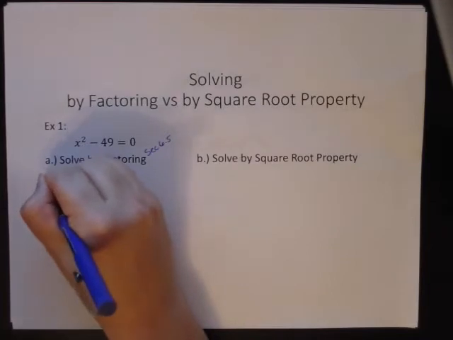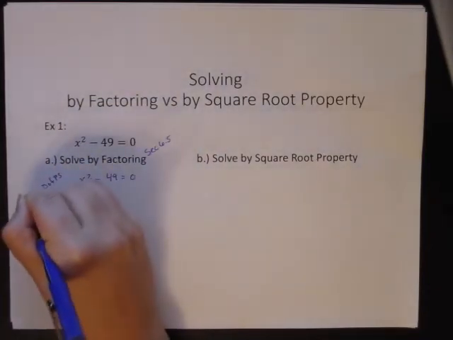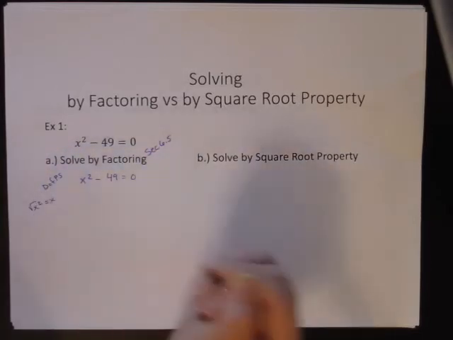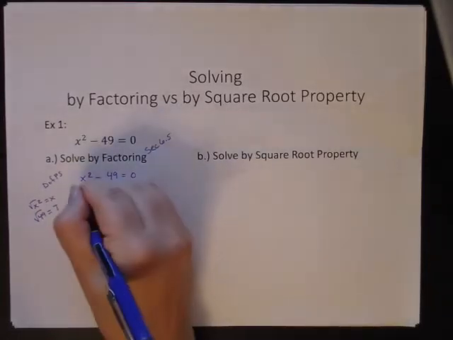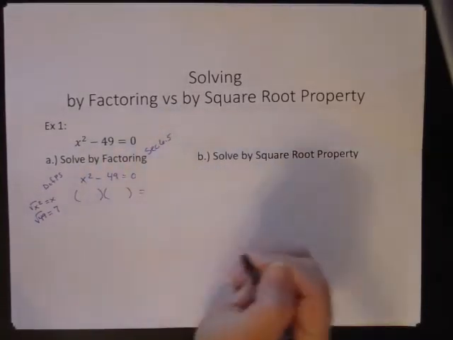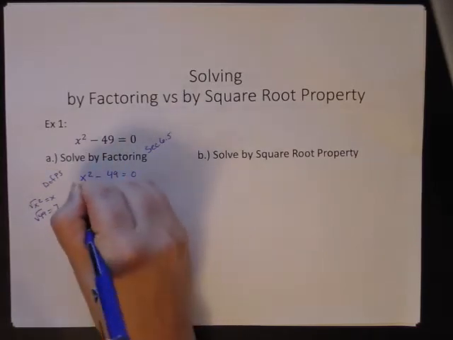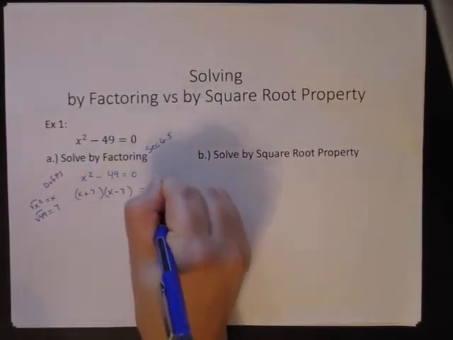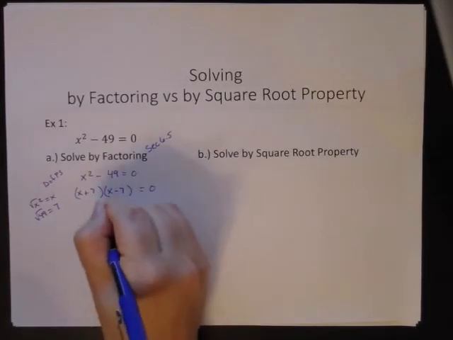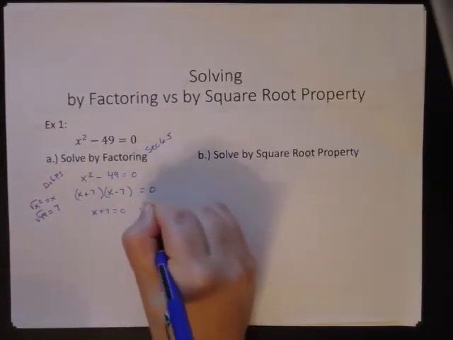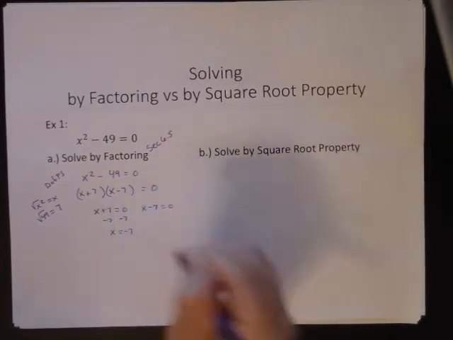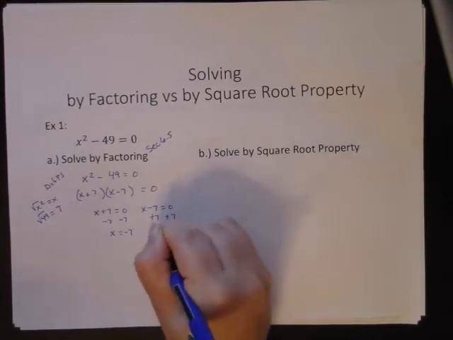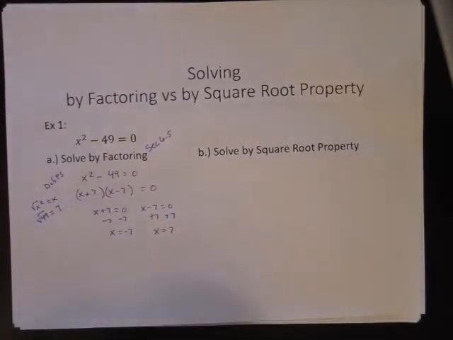This one is a difference of perfect squares, so we take the square root of the first term, the square root of x squared, which is x. We take the square root of the second term, the square root of 49, which is 7. We set up our parentheses, plus minus: x plus 7, x minus 7 equals 0. Then we split them up: x plus 7 equals 0, x minus 7 equals 0, and we solve. Subtract 7 on both sides, so x equals negative 7. Add 7 on both sides, x equals positive 7. Okay, so that's one way that we could solve by factoring.